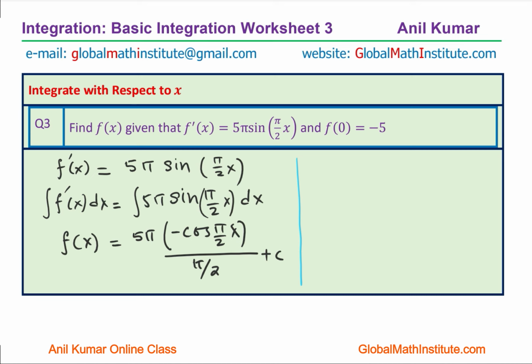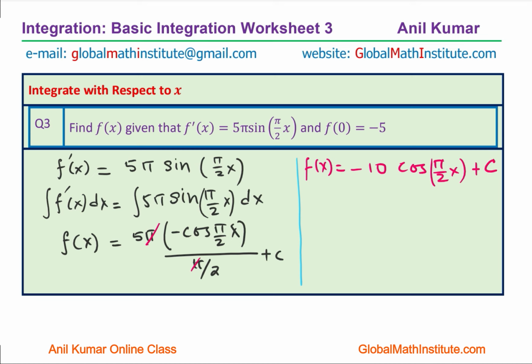So let's rearrange this. So we get f of x equals, pi and pi cancel. When you take 2 on the top, we get 10 and minus cos. So 10 with a negative sign. So we get minus 10 cos of pi by 2x, plus c.